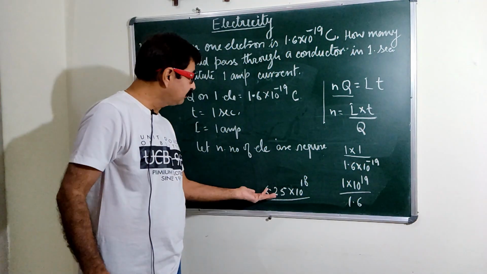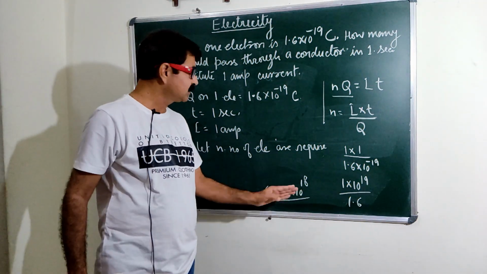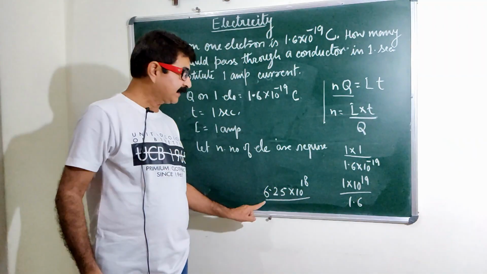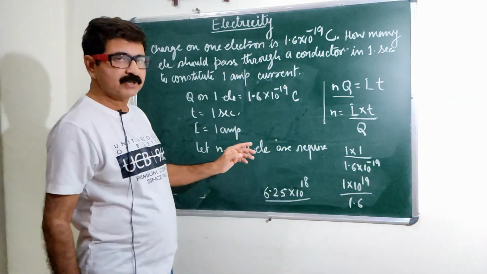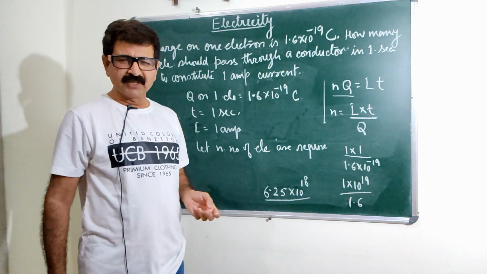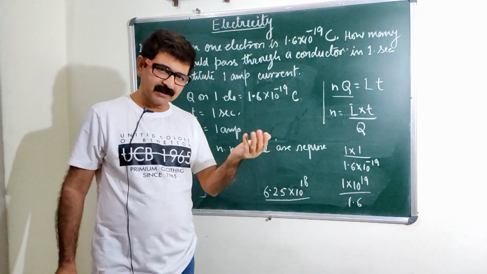So this is the answer. This is the number of electrons. Approximately it is 6 into 10 to the power of 18. We can't say 6.25; it is 6 into 10 to the power of 18 electrons. They possess the charge of 1 coulomb. This kind of question is given in the NCERT book. Perhaps one such question is given there.